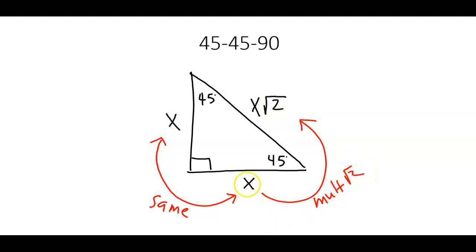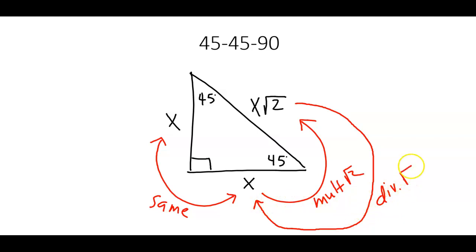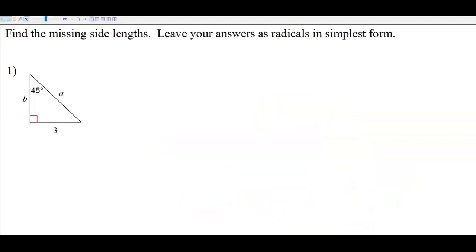So if I know my leg, I can jump from here to the hypotenuse just by multiplying it by a square root of 2. And not surprisingly, then, if you were to work backwards, what would you do? Instead of multiplying by the square root of 2, you would divide by the square root of 2. So if I had my hypotenuse and I wanted to find out what this leg was, all I would have to do is divide by the square root of 2. So let's go ahead and take a look at an example like that.